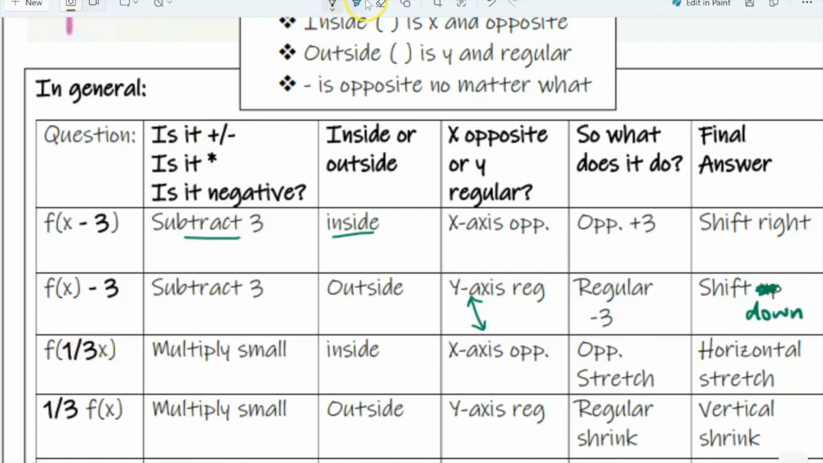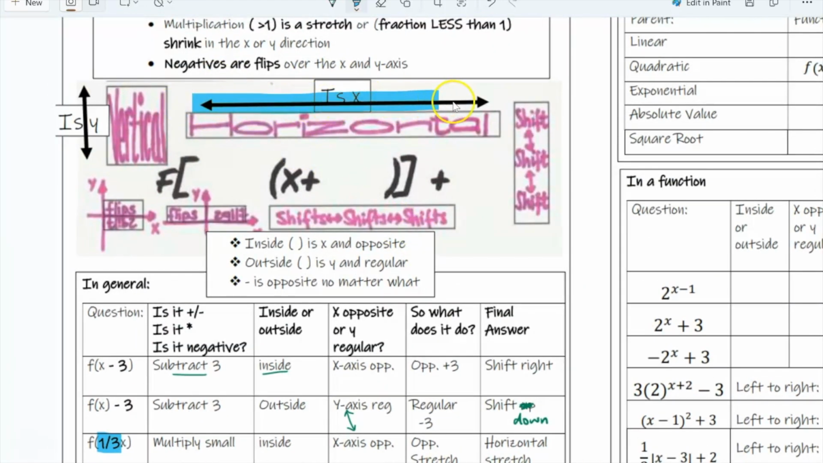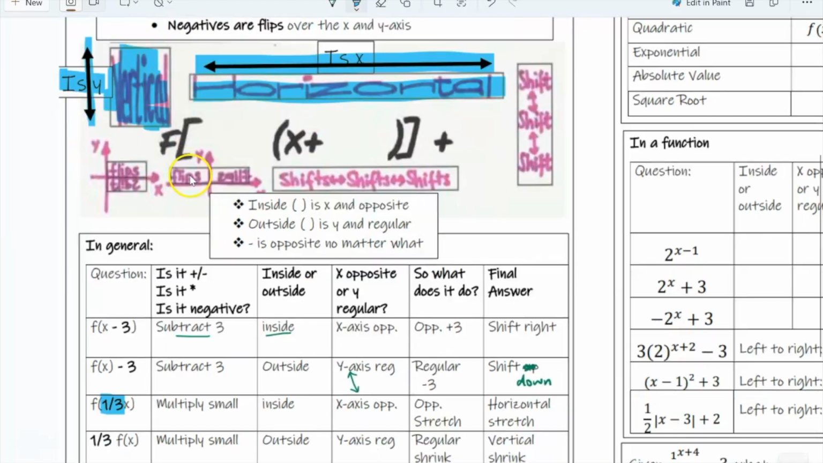This is a multiplication, again, because I have 1/3 times x. This one is minus 3, but this is 1/3 times x. All right, if it's inside, remember you're multiplying inside, it's x and opposite. So if it's less than 1, you think it's going to be a shrink, right? But it's going to be the opposite, which is going to be what? A stretch. In what direction? Horizontal. And all these notes are right here. You can see that's your x-axis. The key word for x-axis is going to be horizontal. This is your y-axis. It's going to go up and down, which the key word is going to be vertical.